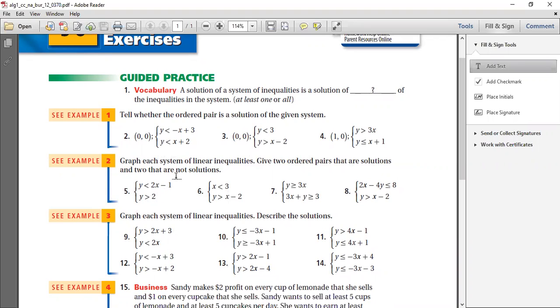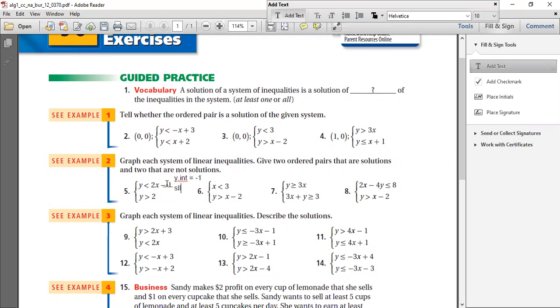Before I graph, I advise you to always write the y-intercept and the slope so that you will not get confused. The y-intercept for the first inequality is going to be negative 1, right? And the slope is going to be 2 over 1. So 2, and then there's an invisible 1, which means go up 2 and right 1. This is only for this inequality we are talking about.